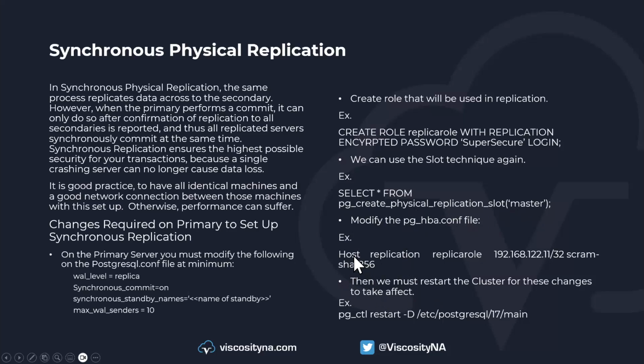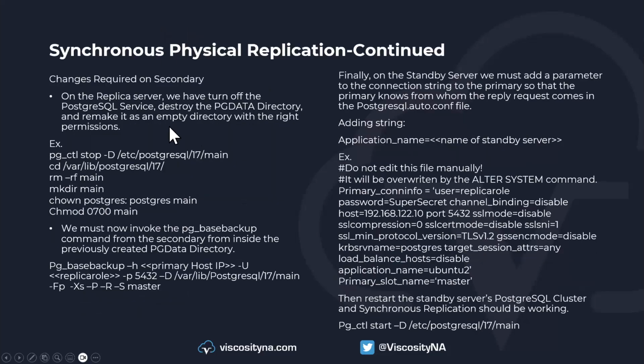After doing all of this, you also modify, just like in the previous example, the pg_hba.conf file. This is an example of how I would have set it up. After making these adjustments in the config files, you have to restart the cluster on the primary, just as previously done. Then we'll cover the changes to be made on the secondary.